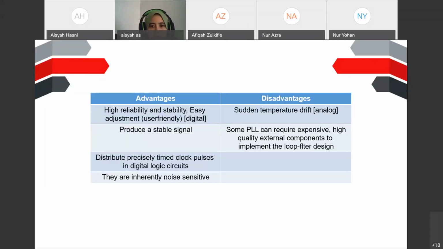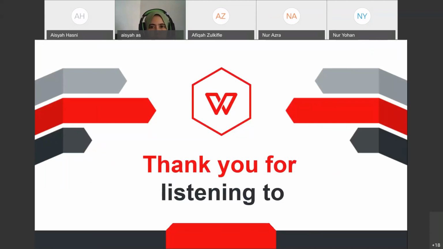Okay, thank you, Aisyah. Okay, the phase lock loop is the indirect method of FM demodulation. Okay, maybe I will add some more.